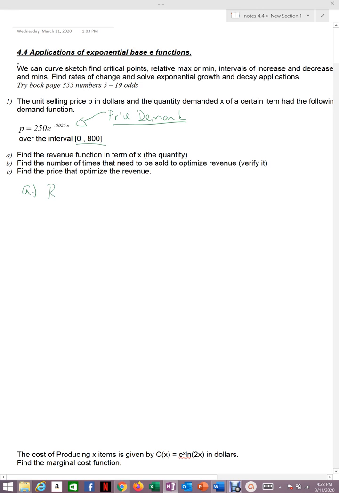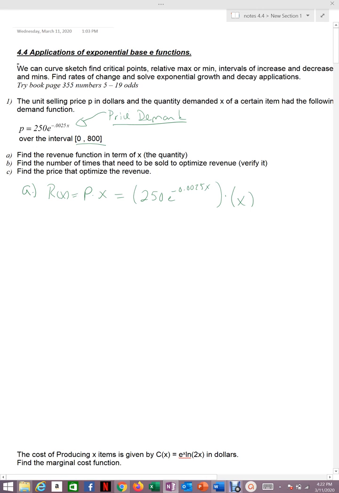So revenue, same as before, is price times quantity. This time though, price is not linear. The price function is 250e to the negative 0.025x times another x. Just like before, again, the new part is that it's the exponential.